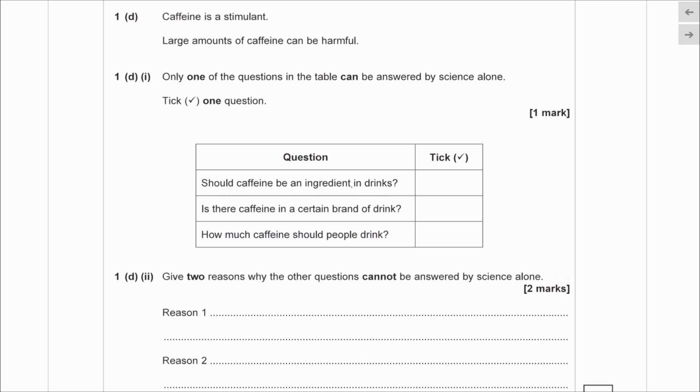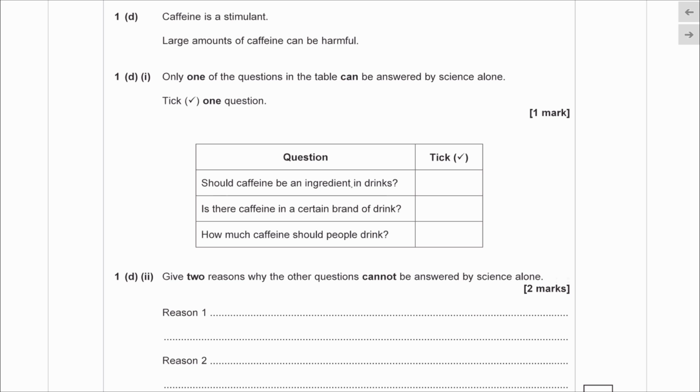Alright, now there are obviously various different arguments for that, because some people think caffeine's good, some people think it's bad, and we don't know exactly the right answer to that. So there's going to be loads of arguments. Science alone cannot argue that.